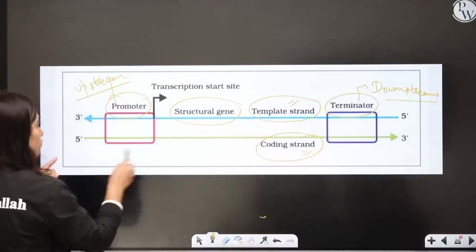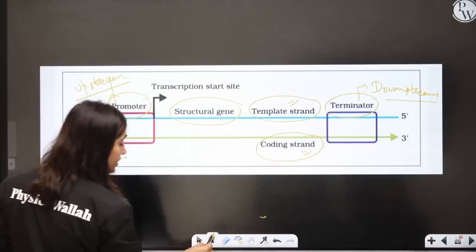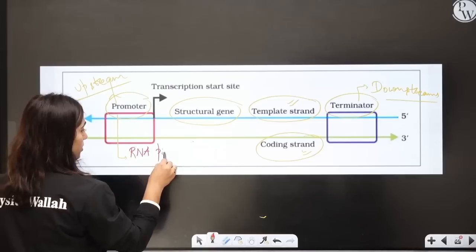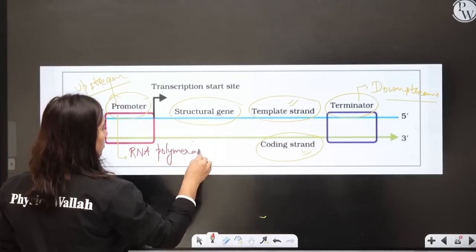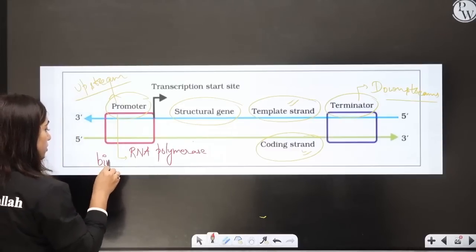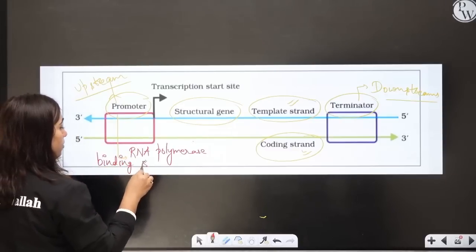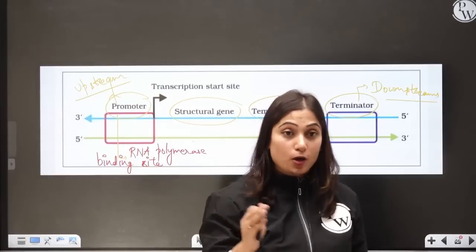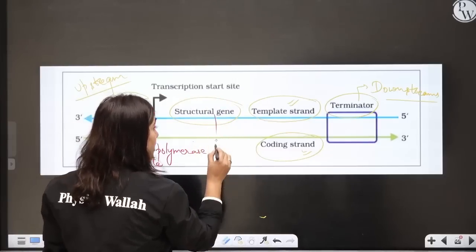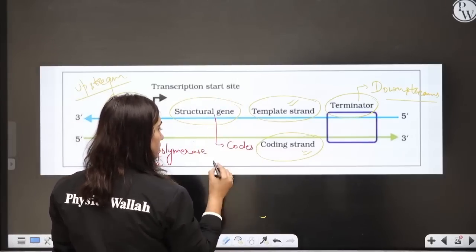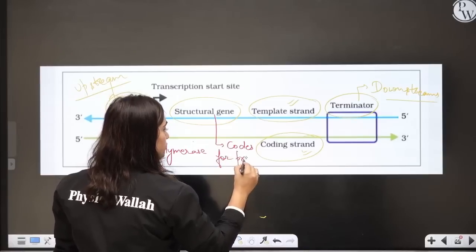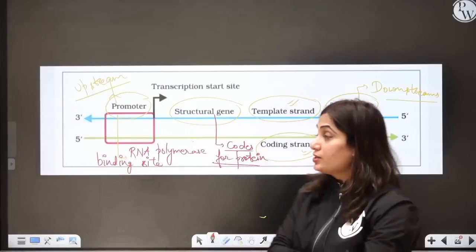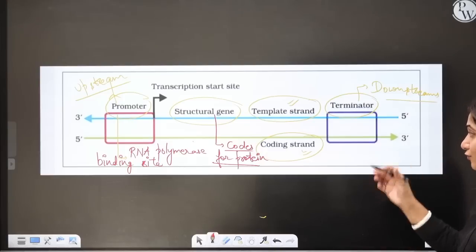Now, what is the function of promoter here? Promoter is the RNA polymerase binding site. And terminator is the point where the process will stop. And structural gene in between actually codes for the protein. This is the part of the transcription unit which actually codes for protein. Okay, so this is the transcription unit on which the mRNA would be formed.